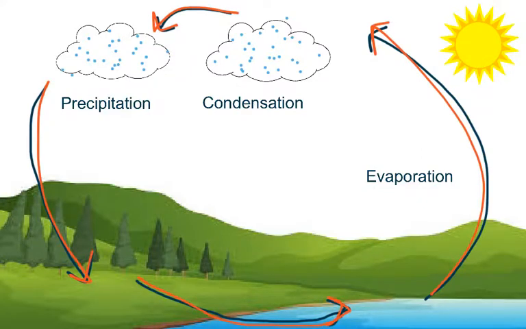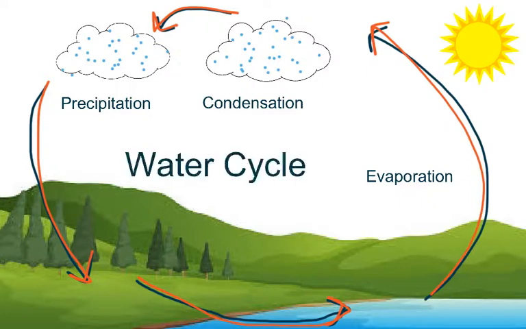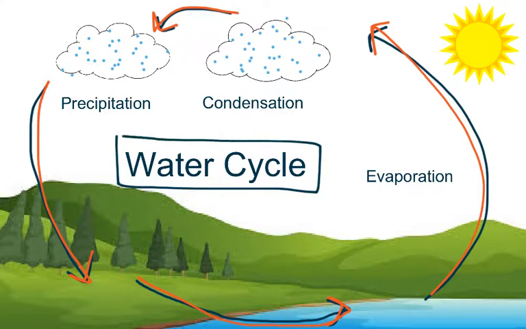This will continue on and on, over and over forever, which is why we call it the water cycle. We call it the water cycle because the word cycle means like a circle, going on and on forever. There's never any end. It will just continue and continue.